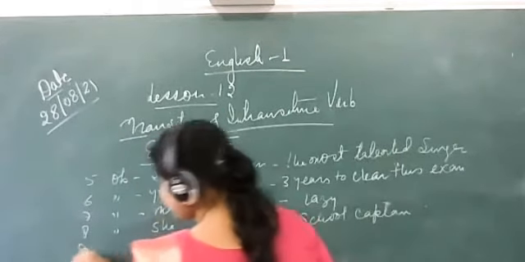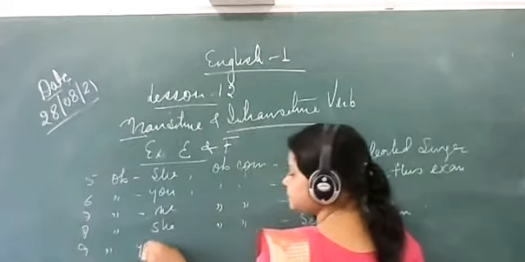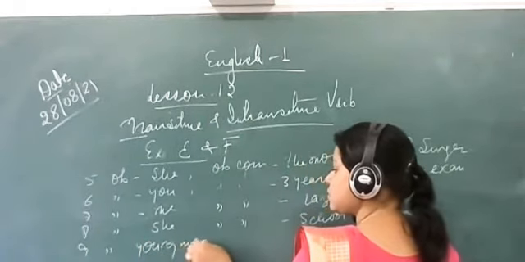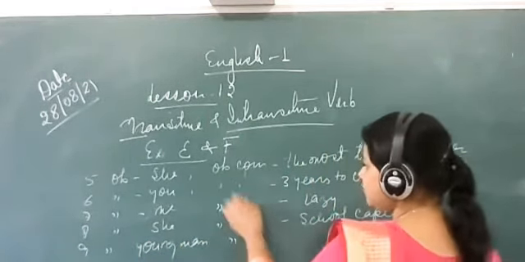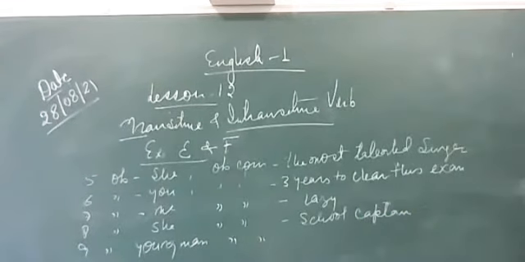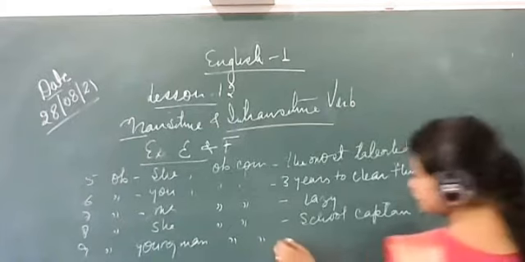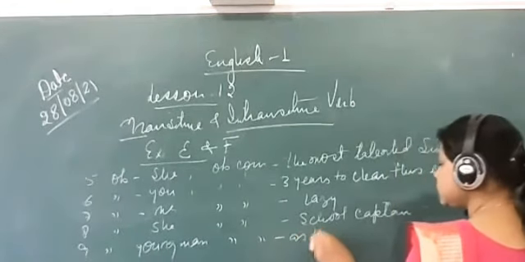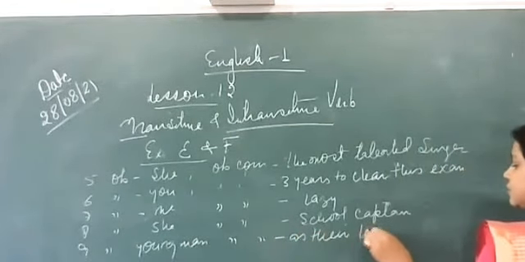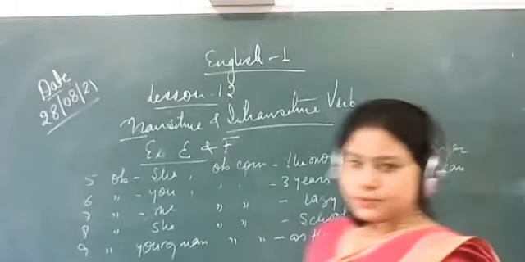Now number 9. Object is young man, and objective complement, what is that? Objective complement is as their leader.